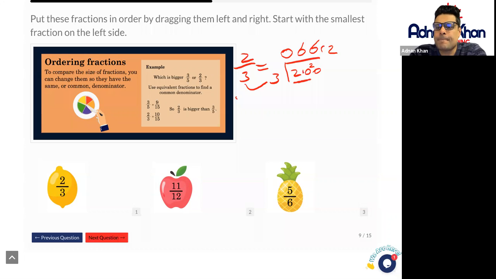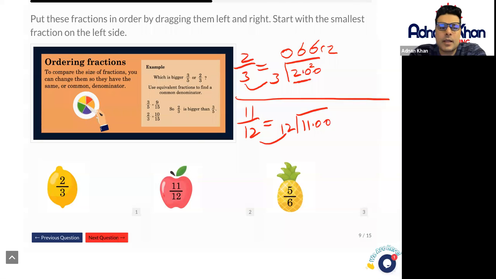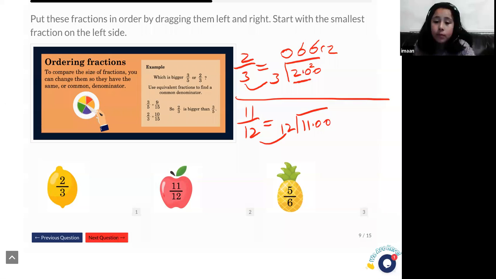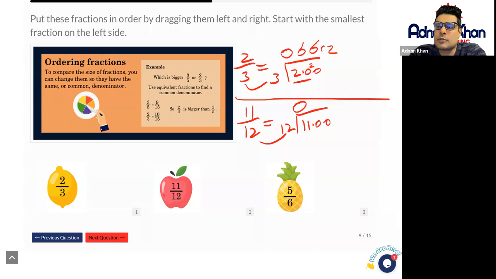Okay? Let's try 11 over 12. Do the same thing. Bottom number goes on the left. Top number goes in the middle with a 0 0 there. How many times can 12 go into 11, Iman? 0. Okay, and that decimal point comes up here.